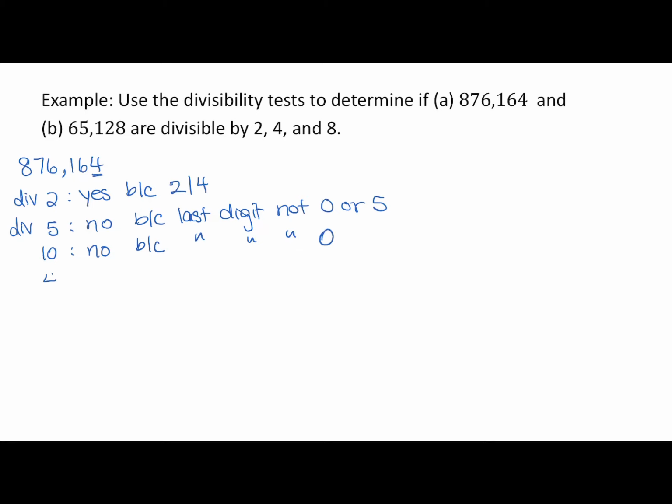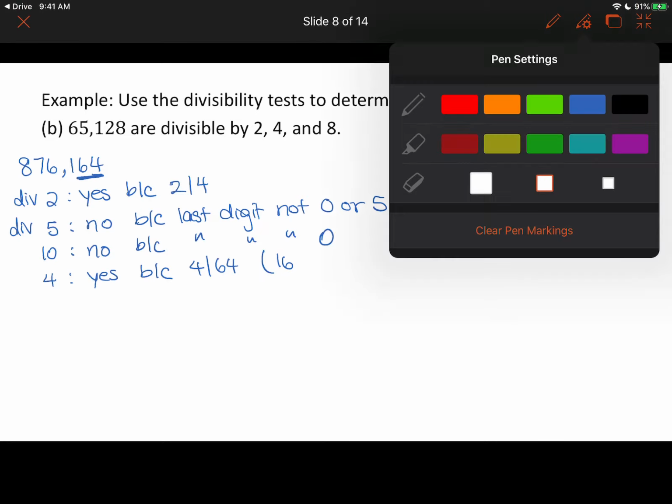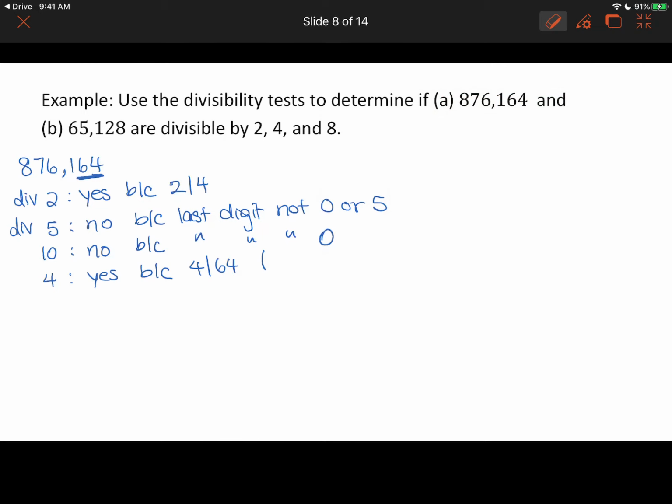Is it divisible by 4? So for divisibility by 4, now I'm going to look at the last two digits. So the last two digits are 64, and I want to know, is 64 divisible by 4? Well, yes, because 4 divides 64. You might need to have checked that. 64 divided by 4 is going to be 16.